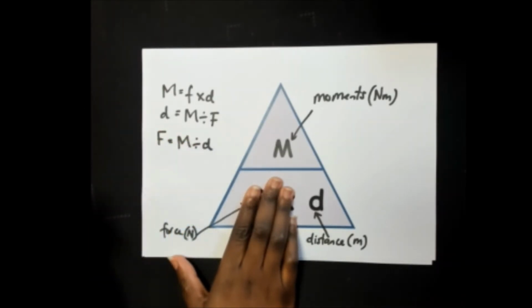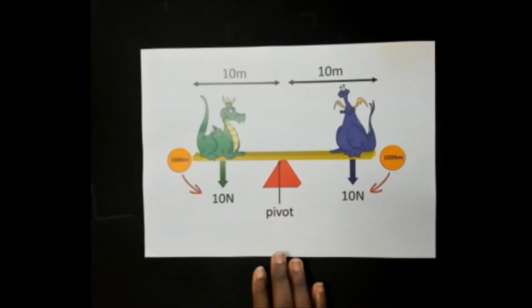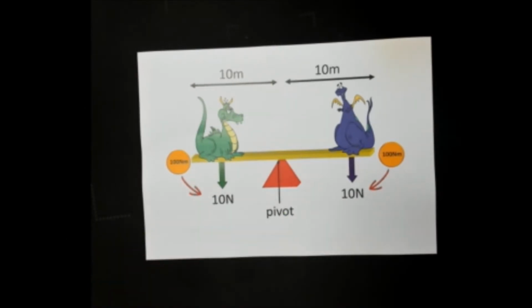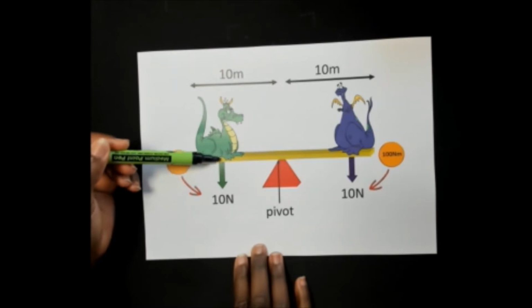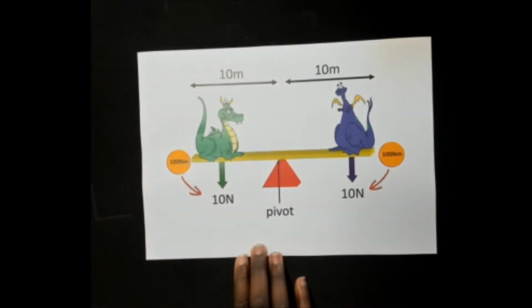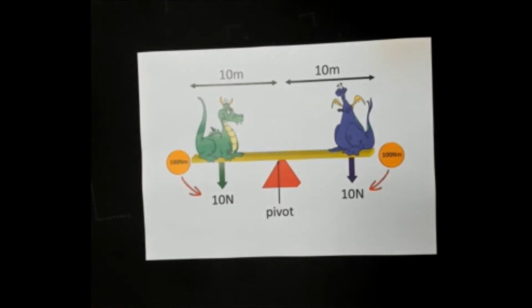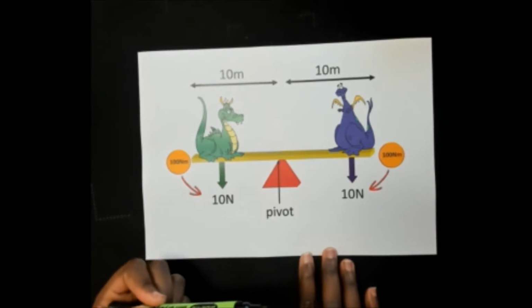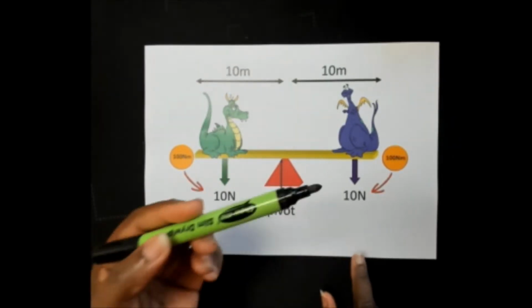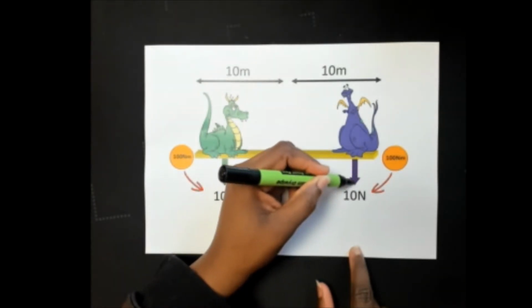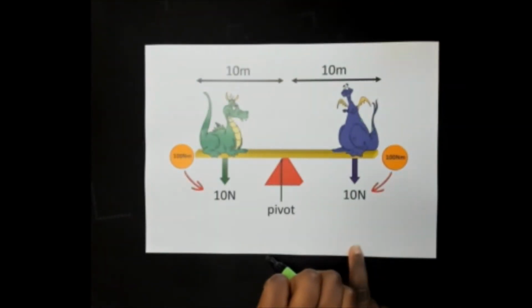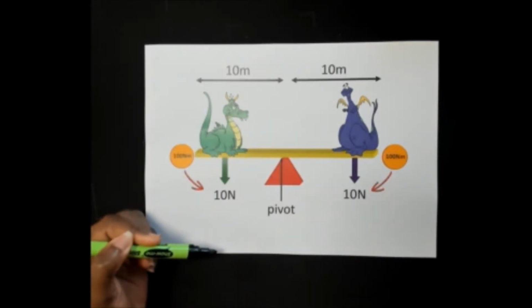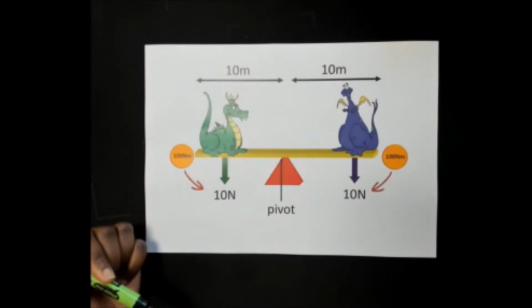So here we have an example of a seesaw. We have a force caused by the weight of the animal here. The force will cause the seesaw to turn, and we said that moment is the turning effect of a force. So this 10 newtons will cause the seesaw to turn in a clockwise direction, so we call that clockwise moments, and this 10 will cause it to turn in an anti-clockwise direction, so we call that the anti-clockwise moments.